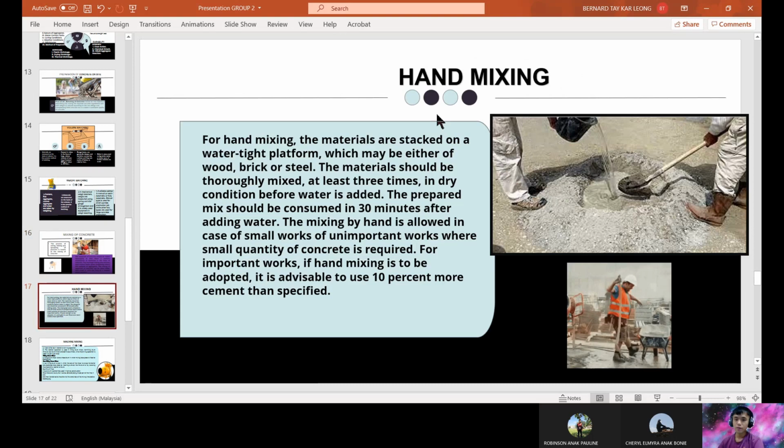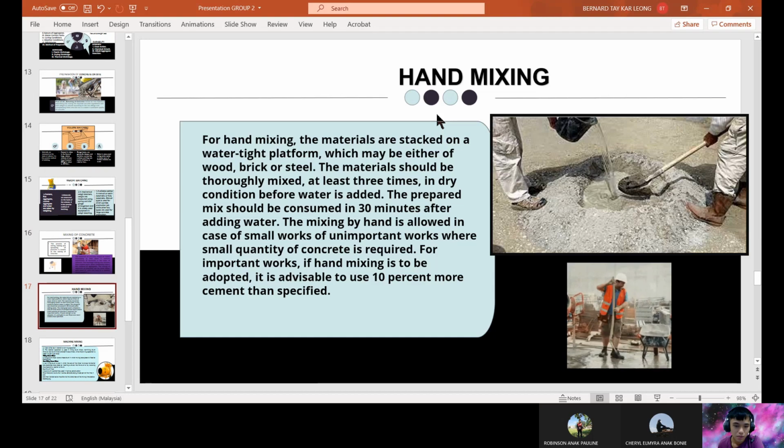This one is the first one. First method, hand mixing. For hand mixing, the materials are stacked on a watertight platform, which may be either of wood, brick, or steel. The materials should be thoroughly mixed at least 3 times in dry condition before water is added. The prepared mix should be consumed in 30 minutes.